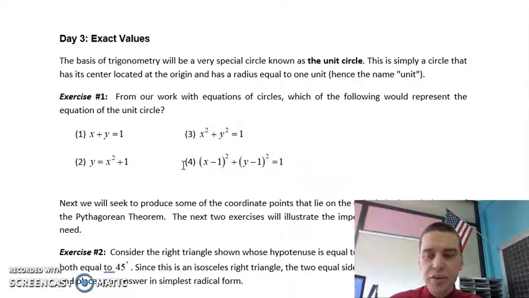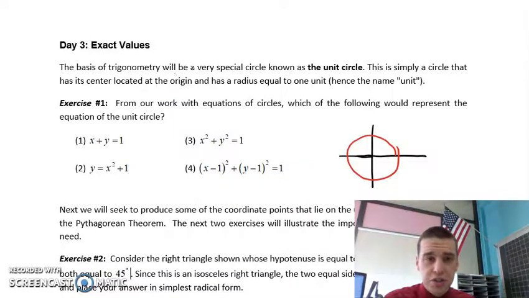Today we're going to be using the information we already have learned about trigonometry to find exact values of certain trigonometric functions. So the first thing we're going to look at is a thing called the unit circle. The thing that we know about the unit circle is that it's centered at the origin. Apologize for my circle that I drew. And it has a radius of 1.